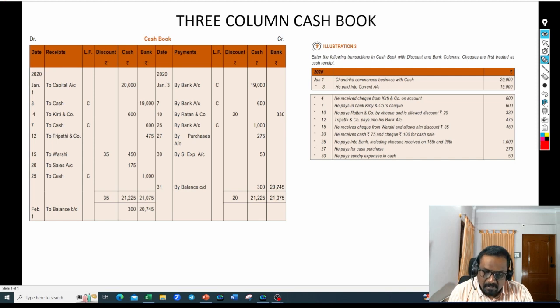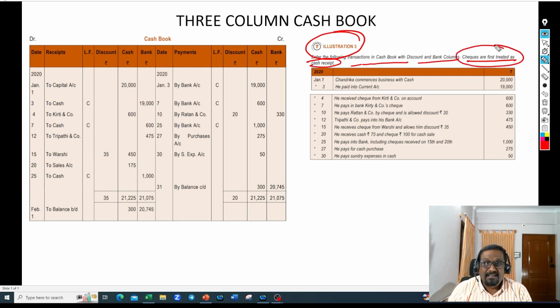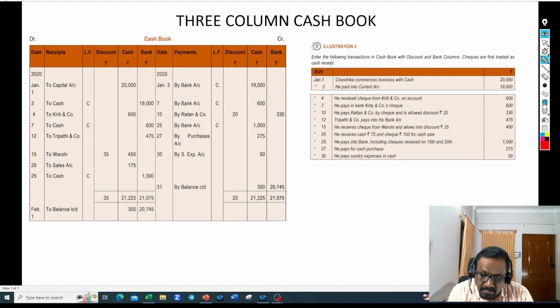Now, let us go to the illustration. Enter the following transactions in cash book with the discount and bank columns. Checks are first treated as cash receipt. See, in the problem itself he has given. The institute has very clearly said checks are first treated as cash receipt. That means when I receive a check, I consider that as a cash receipt only. When I deposit the check, I need to consider that as cash deposited. That is what he is also saying. Clear? Now, let us go.